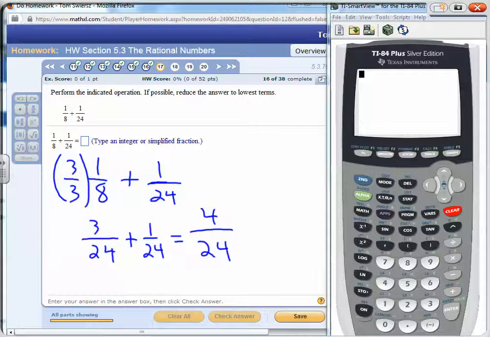is 4. Now again, simplified fraction, this reduces, right? 4 goes into 4 once, 4 goes into 24 6 times, so reduced is 1/6. Again, we got to get a common denominator and reduce the fraction.